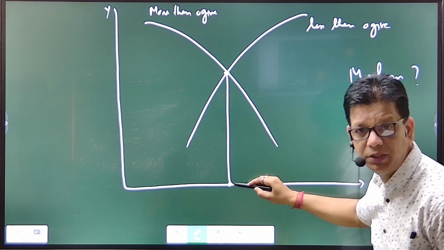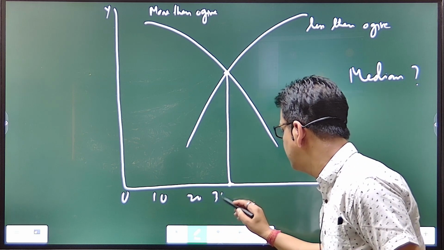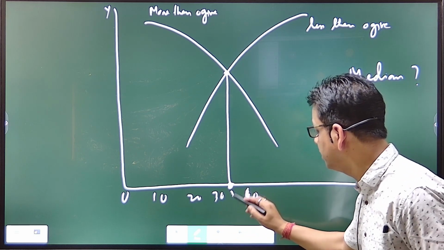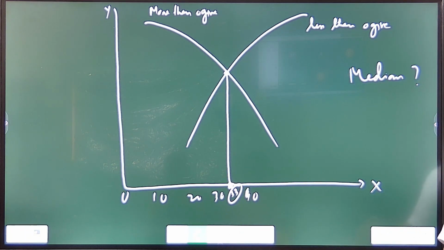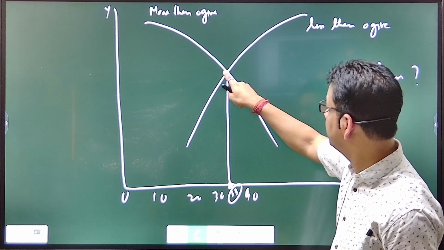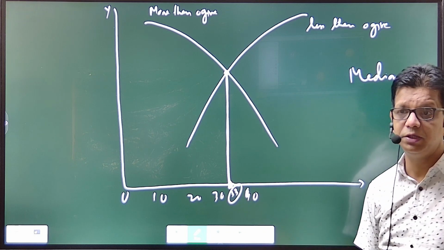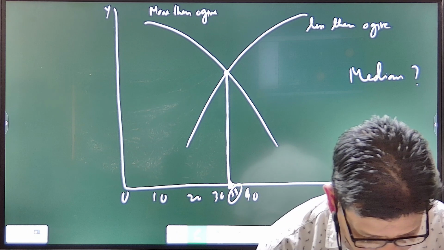Suppose this is 0, 10, 20, 30, this is 40 suppose. So this point is suppose 33. So your median is that 33. So when there is an intersection of the graphs, no question of taking n by 2 and all, directly from this you go to the graph. So this point will define what the median is. Okay? Done? So with this, your module 4 is over.